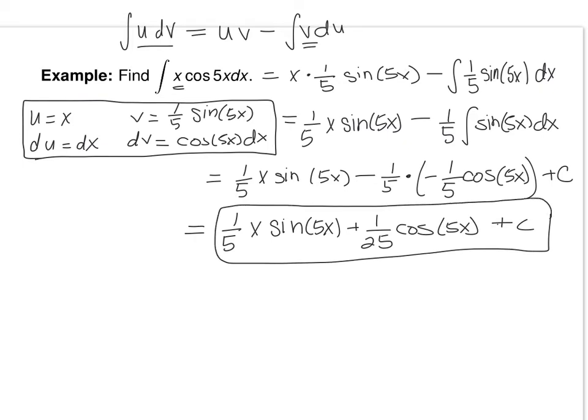And if you'd like to, you can check your answer by differentiation. If you differentiate this answer, you should get back x cosine of 5x. If you choose to do that and check your work, don't forget to use the product and chain rules.